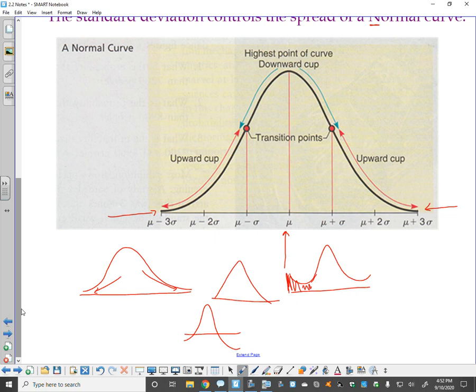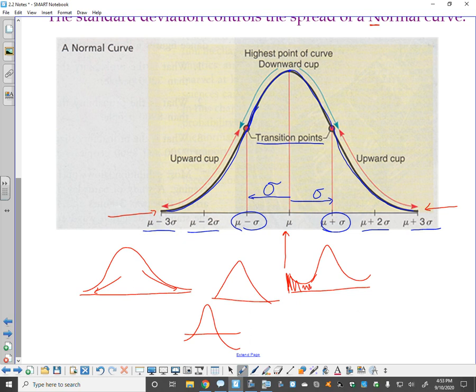Okay. Let's see, what else can we talk about? Let's talk about the standard deviations. So you can see that this is the highest point and this is concave down, but then this is concave up. It changes concavity at what are called transition points, which happen one standard deviation away from the mean. So when you are one standard deviation on either side of the mean, it changes from concave up and starts turning concave down.